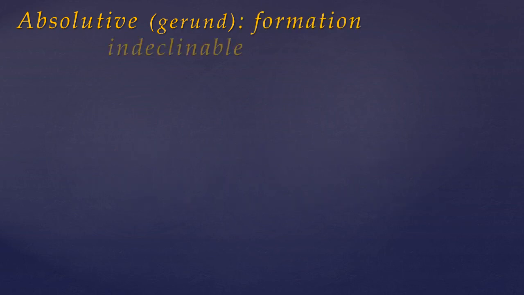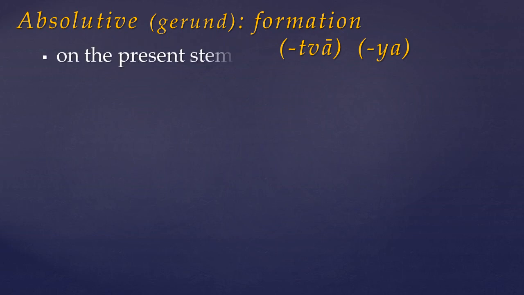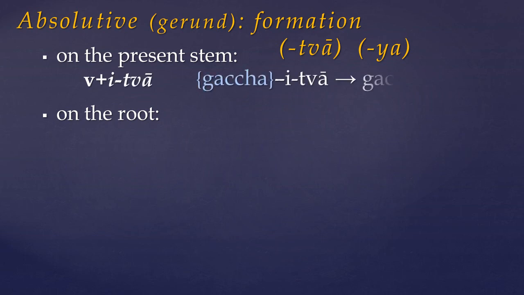Absolutives are also sometimes called the indeclinable participle, because they do not change to agree with anything. Instead they're identified by the suffixes tvā and ya, and these can be added either to the present stem or directly to the verbal root in a similar way as we saw with past participles in the last lesson.